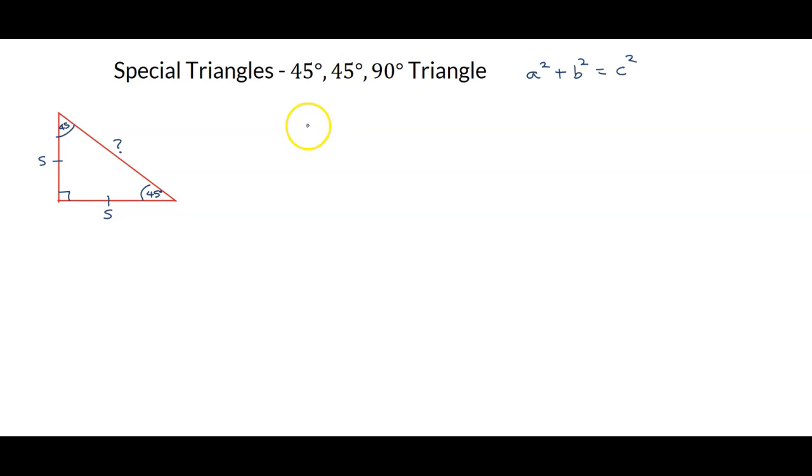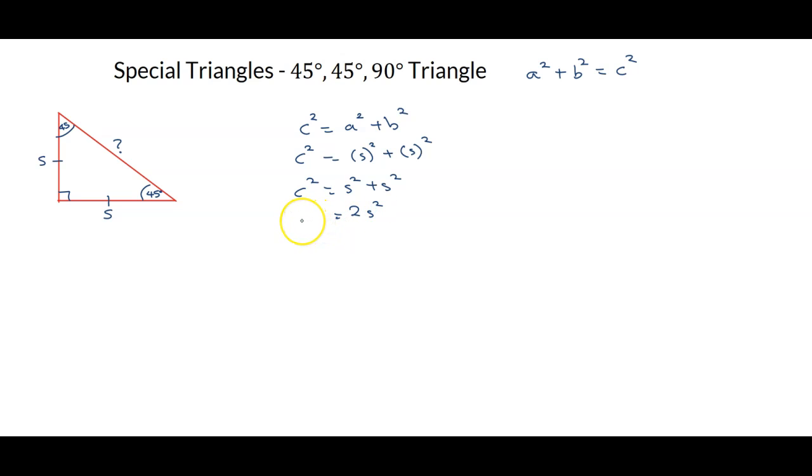Your hypotenuse is calculated as follows: c squared equals a squared plus b squared. So here our c is unknown, so c squared, our a is s, so it's going to be s squared plus s squared. So c squared is going to be s squared plus s squared, which is 2s squared.